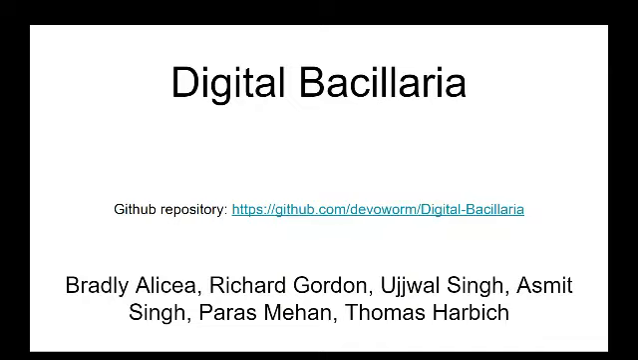Six people are involved in this project so far. Myself, Dr. Richard Gordon, Ujjwal Singh, Asmit Singh, and Paras Mahan. Those three gentlemen are from India. They're from IIT Delhi, and they did a lot of the heavy lifting in terms of the machine learning. We also have Thomas Harbeck, who's a retired professor from Germany. He's interested in microscopy, and he's even trying to cultivate Bacillaria as we speak.